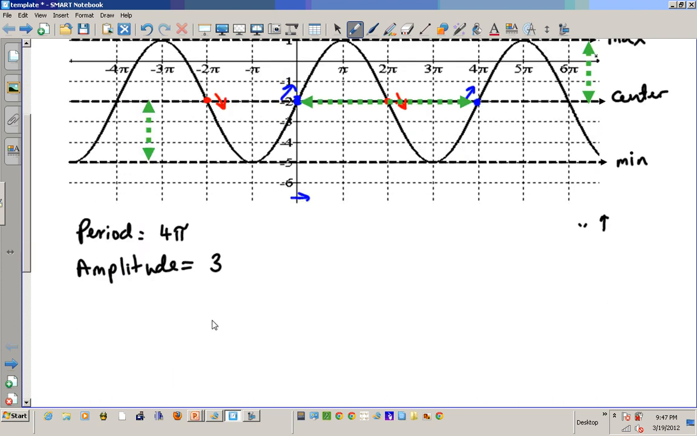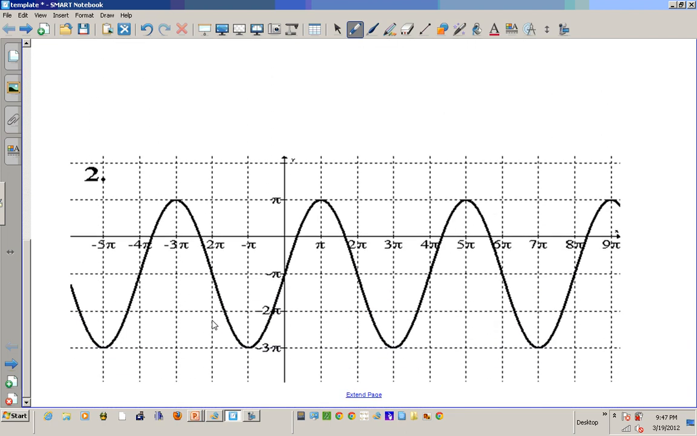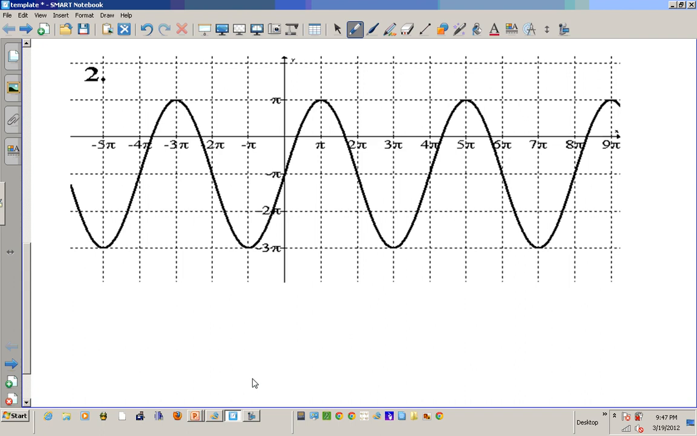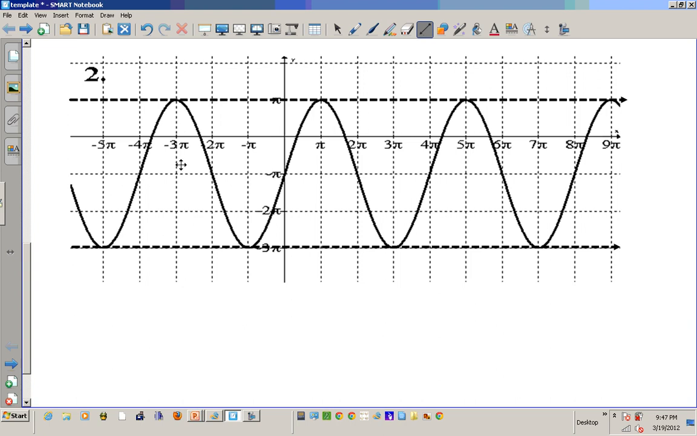Alright, let's try another example. Let's take a look at this one. We've got to find the amplitude and period of this function right here. First, I need to find my max and my min. The line containing all the peaks is my maximum. The line containing all the valleys or low points is my min. And the midpoint between the max and my min is my center. So there goes your max, there goes your min, and there goes your center.